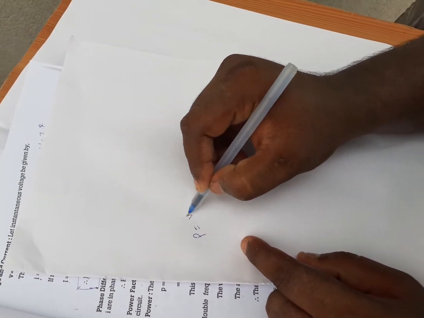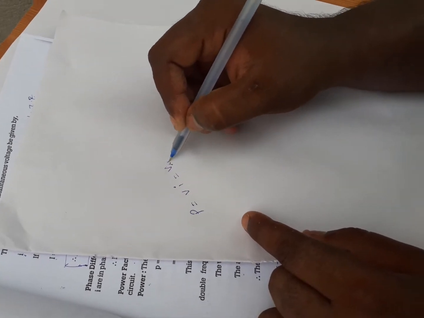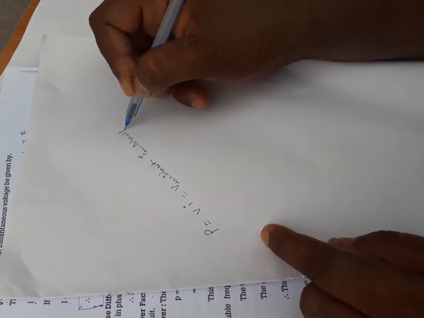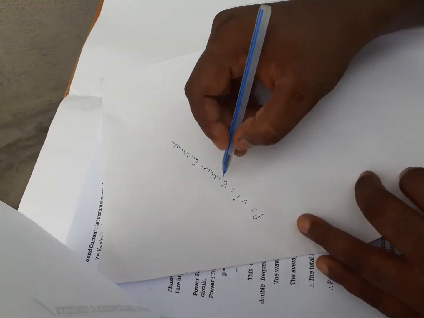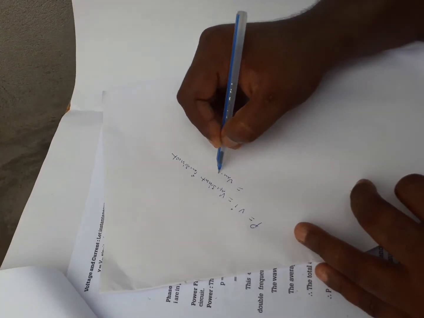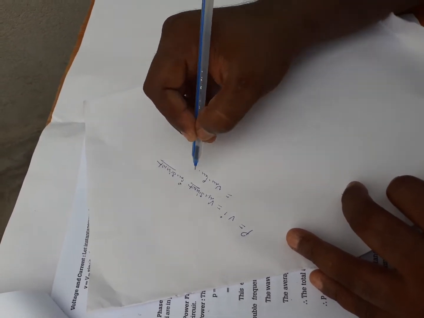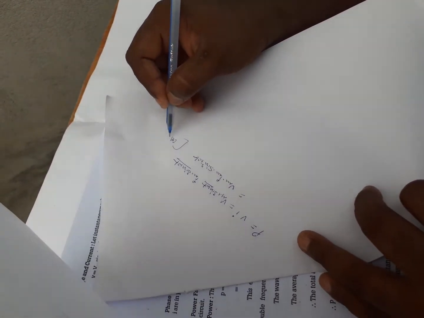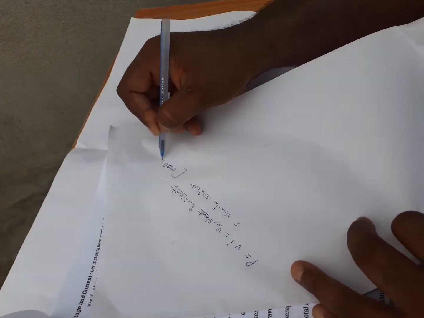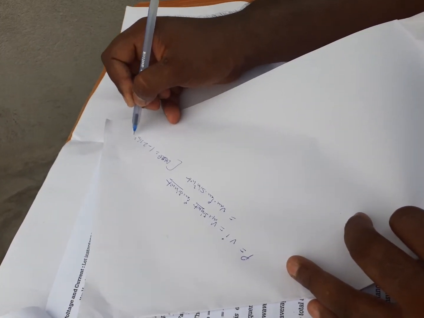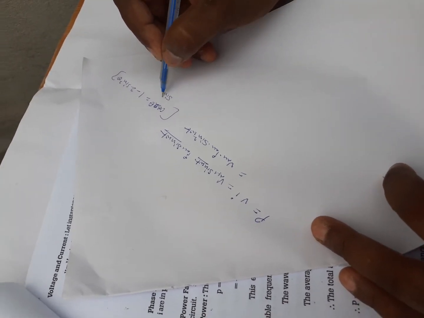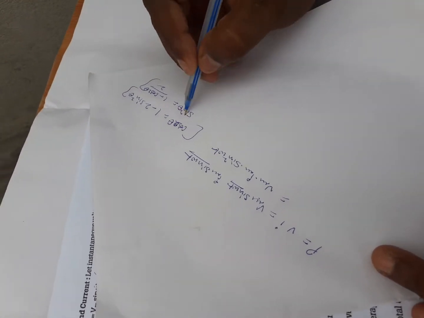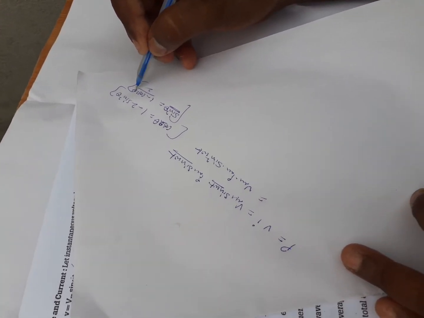Power P is equal to V into I. This is Vm sin omega t into Im sin omega t. So this is Vm into Im into sin omega t into sin omega t, sin square omega t. So I have one formula, cos 2 theta is equal to 1 minus 2 sin square theta. From this, sin square theta is equal to 1 minus cos 2 theta by 2. So in place of sin square theta, I can write 1 minus cos 2 theta by 2.